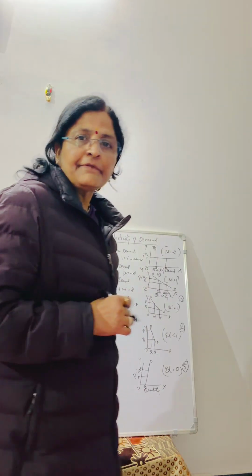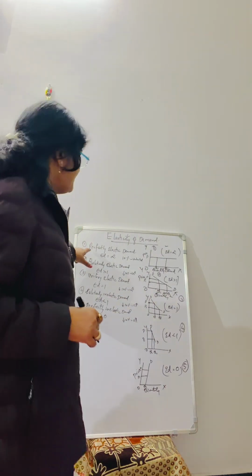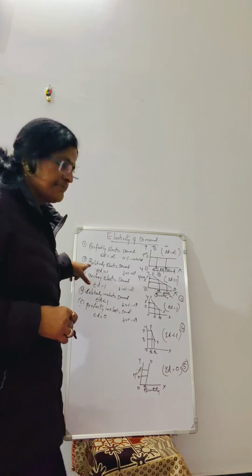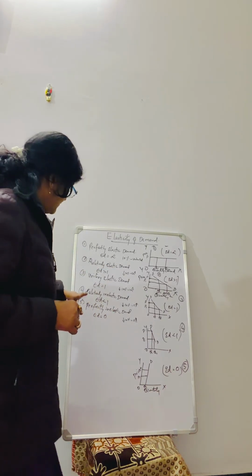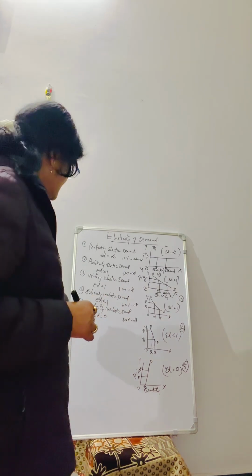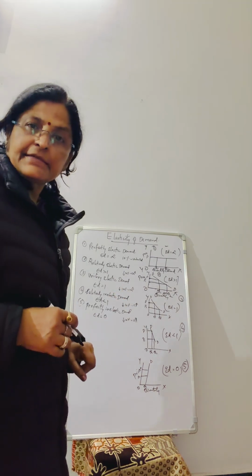Today in this class, we'll study the elasticity of demand. It refers to the responsiveness of quantity demanded to an increase or decrease in the price of the commodity. Now, elasticity of demand can be measured in degrees. There are 5 degrees. Number 1 is perfectly elastic, second is relatively elastic, third is unitary elastic, fourth is relatively inelastic, and fifth is perfectly inelastic demand.